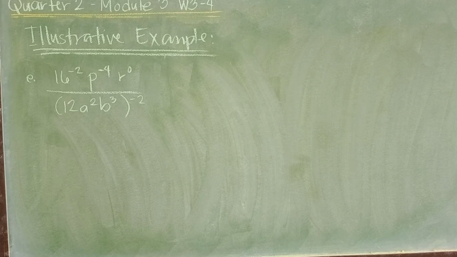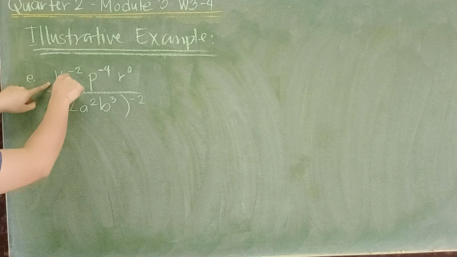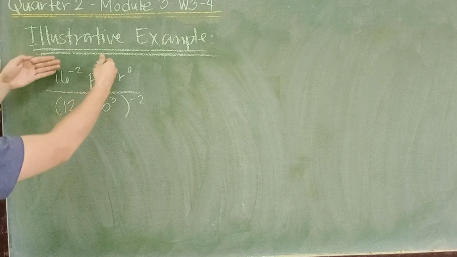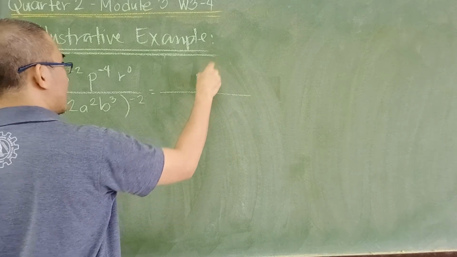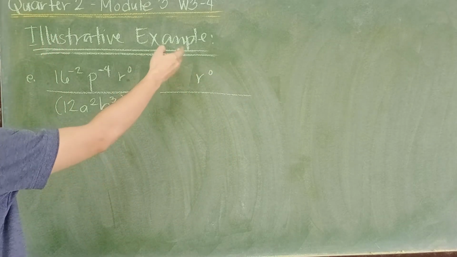So for last illustrative example, letter E, we have 16 raised to negative 2, P raised to negative 4, R raised to 0 all over 12, A raised to 2, B raised to 3, open close parenthesis, raised to negative 2. So asikasuhin muna natin yung nasa may numerator, yung mga negative na exponents. So kunin natin yung reciprocal nun. So yung 16 raised to negative 2, tsaka P raised to negative 4, ililipat natin sa baba. So magiging R raised to 0, yung R raised to 0 na lang matitira sa taas.